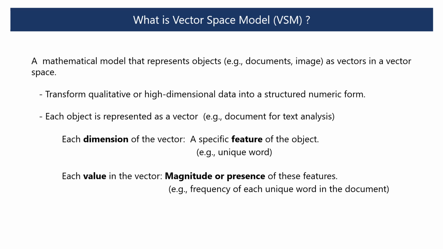In a vector space model, each object is represented as a vector, and each dimension of the vector corresponds to a specific feature of the object. The values in a vector represent the magnitude or presence of these features. For example, in text analysis, a document can be represented as a vector where each dimension corresponds to a unique word, and the value in each dimension represents the frequency of that word in the document.